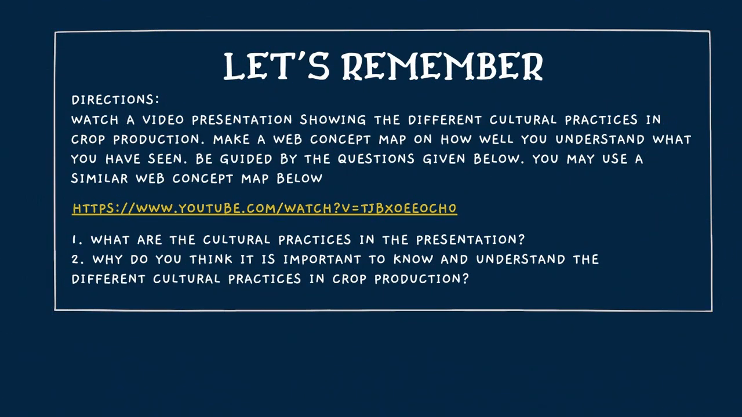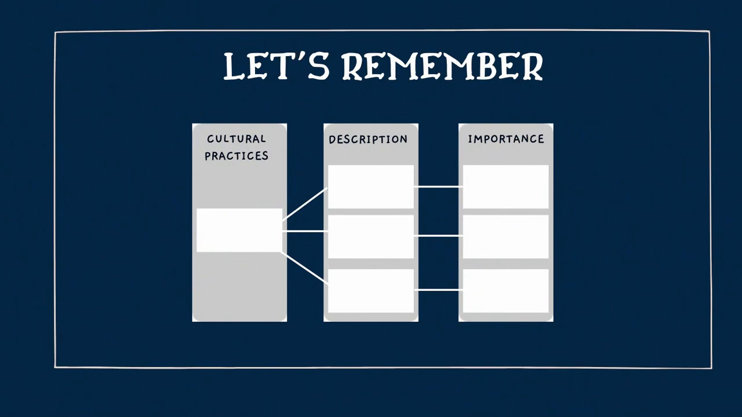Watch a video presentation showing the different cultural practices in crop production. Make a web concept map on how well you understand what you have seen. Be guided by the questions given below. You may use a similar web concept map below. This image is the example of a web concept map.